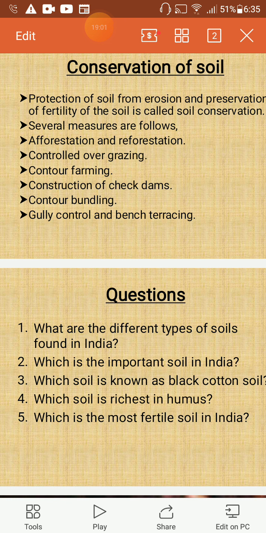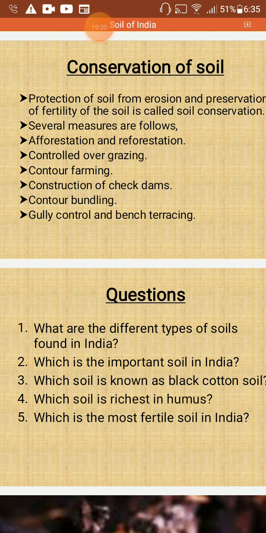Next one, controlled overgrazing. We should not let all the animals graze the field. These cattle remove the plants by the root and eat them. So what will happen now? All new plants will be rooted out, and it will not allow the plants to grow, because of this we should control animal grazing.